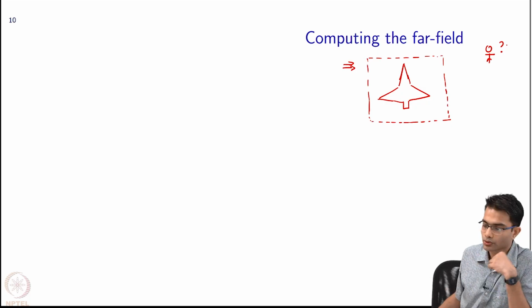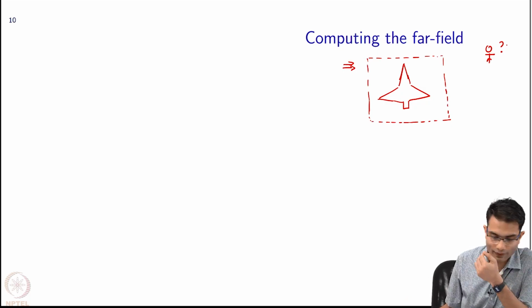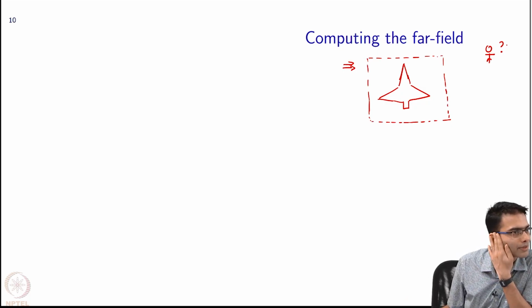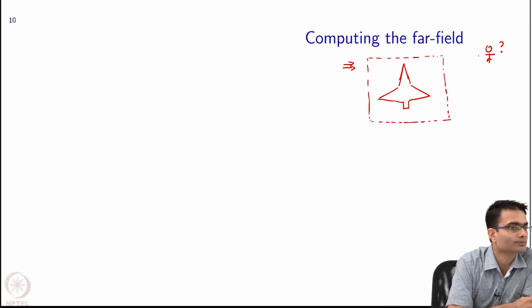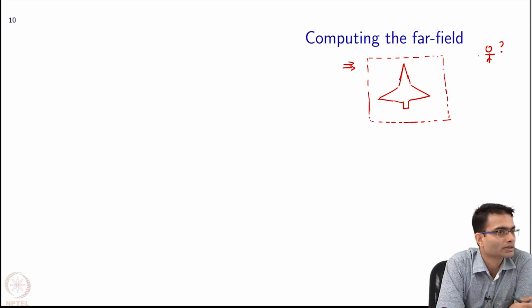So computing the far field, what kind of strategy do you think we'll have to use? Should I expand my computational domain to go all the way to the receiver? Is that necessary? No. So what should I do instead?